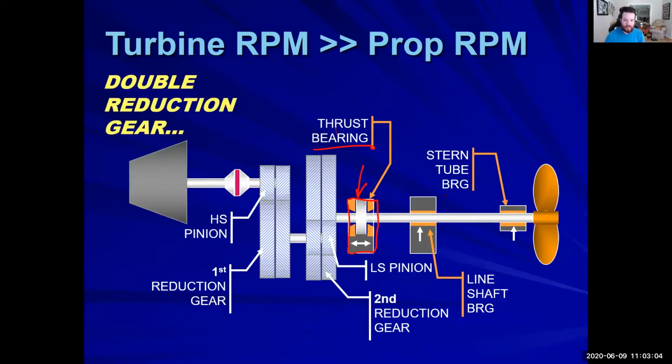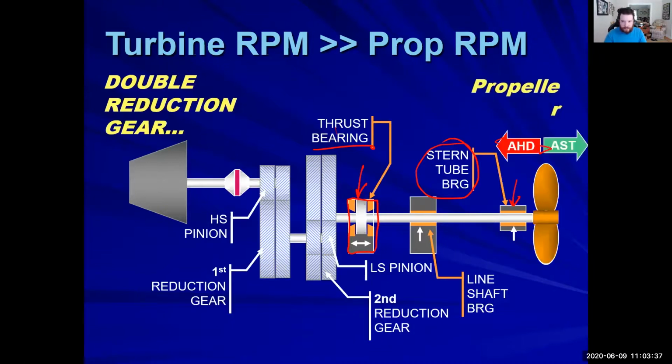The next thing we have are line shaft bearings. The job of the line shaft bearings is just to keep the line shaft in orientation. Obviously, with metal to metal contact, we need to keep them lubricated, so it's a bearing. But it's basically just keeping the line shaft up. And then we have the stern tube bearing. All that's doing is keeping the salt water out and keeping the atmosphere in. That's all the stern tube bearing is for. Now, with a propeller, we go ahead, and astern, we go astern.